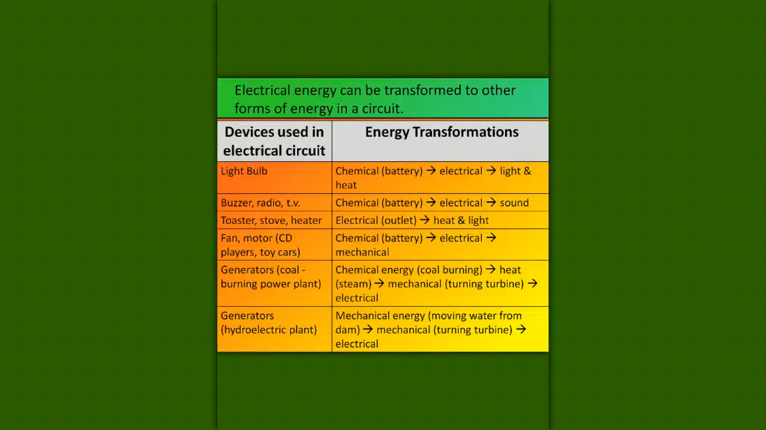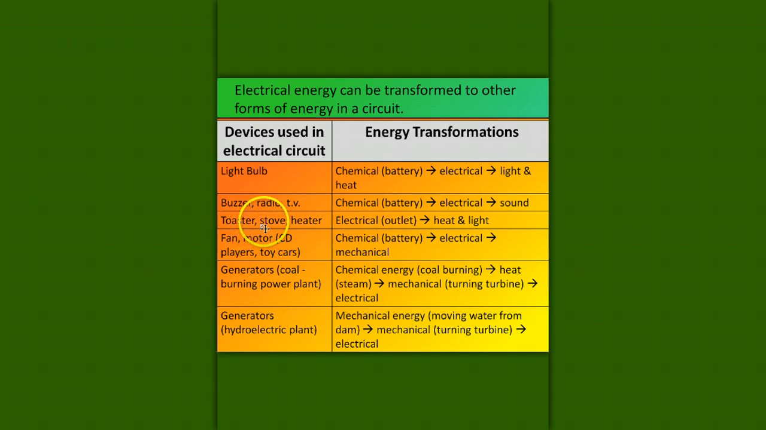Electrical energy can be transformed to other forms of energy in a circuit. Devices used in an electrical circuit are on this side. The energy transformation that it goes through is on this side. So for a light bulb, the energy transformation is chemical, from a battery, to electrical, to light and heat. A buzzer, a radio, or a TV would be chemical from a battery to electrical to sound. If it was a TV that was plugged in, it would be electrical to sound. So if it doesn't need a battery, it would go immediately from electrical to sound.